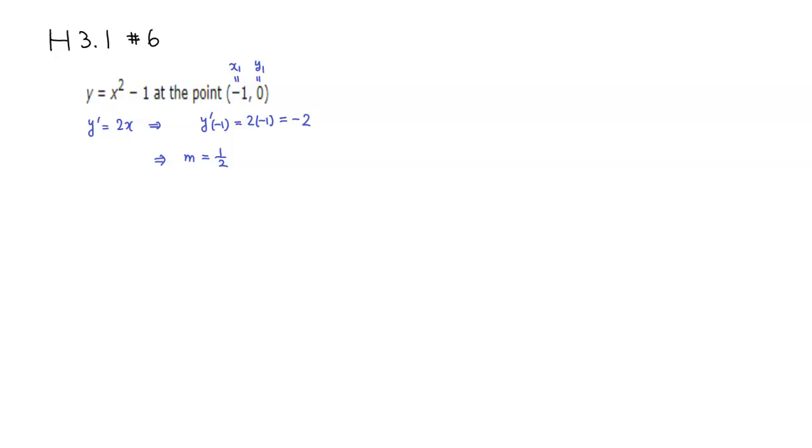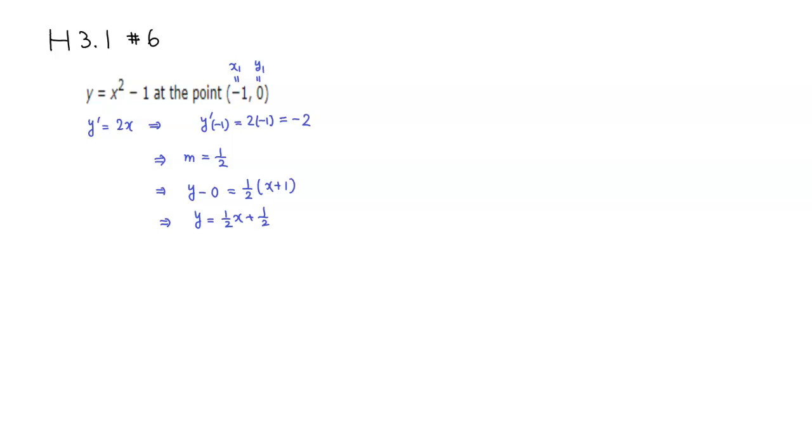So the normal line equation is y minus y1, and y1 is 0, so we didn't really have to write that. Then m is 1/2, and x minus negative 1 is x plus 1. So we have the equation of the normal line, and we can just clean it up. So y is equal to 1/2 x plus 1/2.